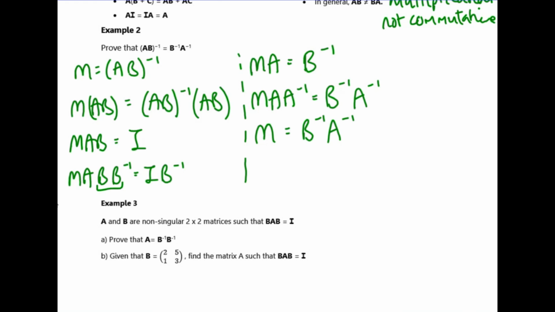Now we've got two expressions for M. We've got one here and one here. So I can set those equal to each other and say, therefore, (AB) inverse equals B inverse A inverse, as required. And you can quote this result. If you learn this result, you can quote it, and it is useful sometimes. But this is how you would prove it using matrix algebra.